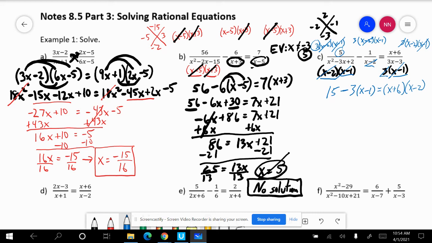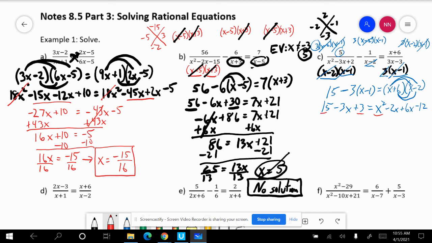What we're going to do is we're going to simplify this. So we have 15 minus 3x plus 3 equals, we're going to FOIL this, x squared minus 2x plus 6x minus 12. Now, what we notice is that we have a quadratic. So whenever we're solving quadratics, we want to set it equal to 0. Before I do that, I'm going to simplify each side.